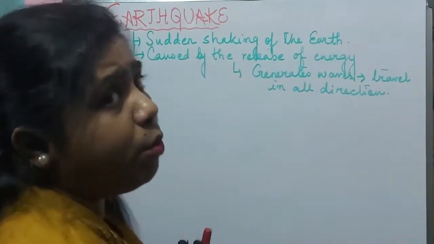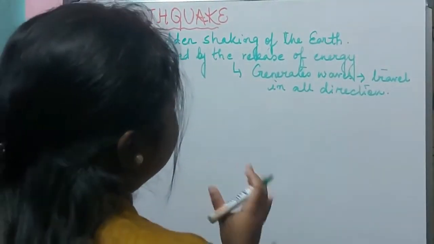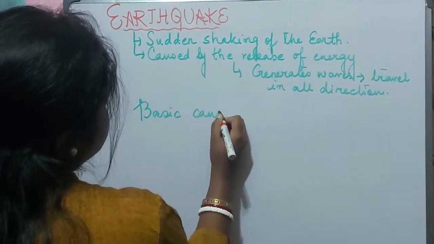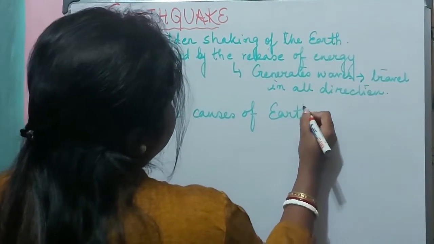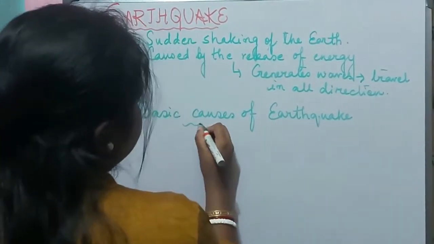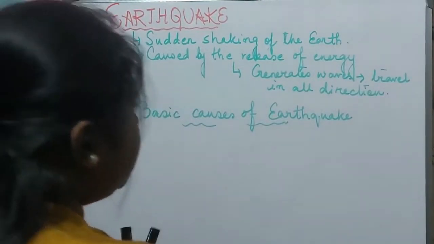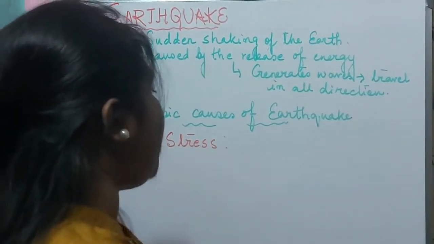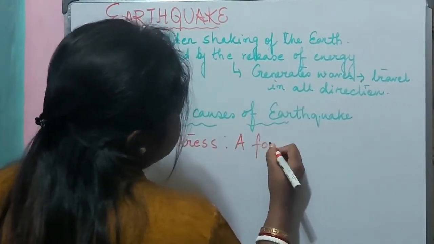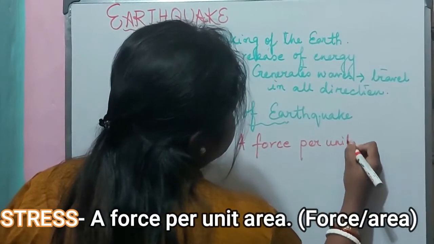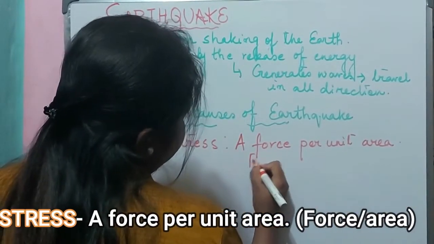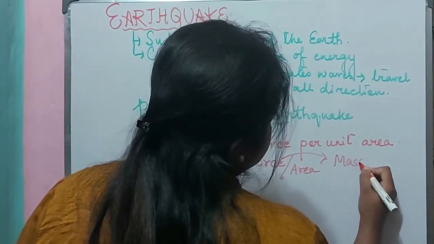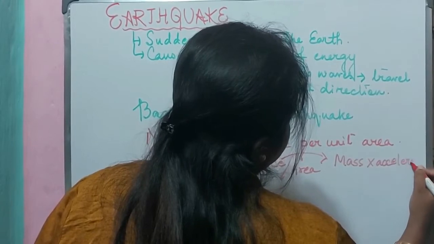Now the question that comes to our mind is, what are the basic causes of the earthquake? So let us know what are the basic causes of earthquake. The basic cause of earthquake is stress. Now, what do you mean by stress? Stress means force per unit area. That means force divided by area. What do you mean by force? It is mass into acceleration.